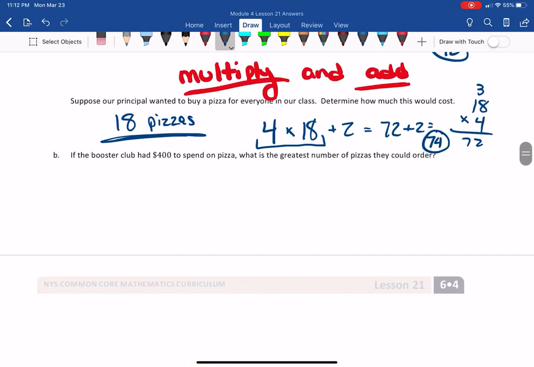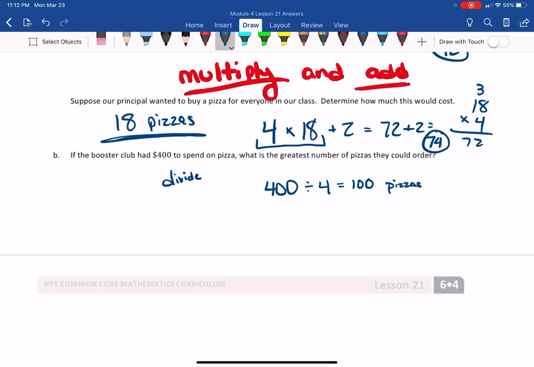So think about it: inverse. Inverse, opposite, whatever you want to call it. Instead of multiplying now, we're going to divide. And instead of adding, we're still adding? Or should we subtract? Well, let's save that to the end to see. So I have $400. It's $4 a pizza. So I'm going to divide by 4. So what's 400 divided by 4? Right, exactly. 100 pizzas.